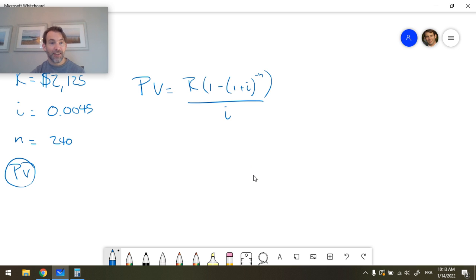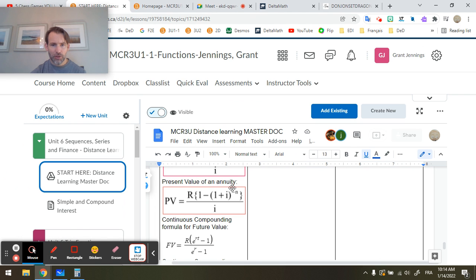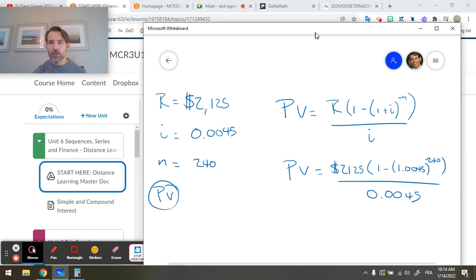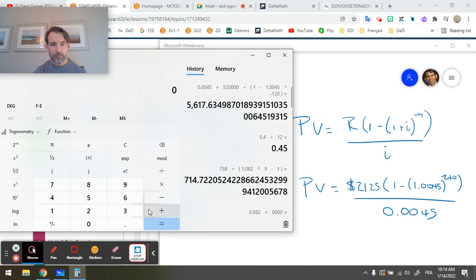So let's solve and find what she can afford. Present value is equal to the regular payment 2125 multiplied by 1 minus 1.0045 raised to the power 240, but it's negative, all divided by 0.0045. Right. Okay, just want to make sure that is indeed the negative exponent. Yes, it is. It's definitely a negative exponent. So let's go, people. Let's calculate. I have an appetite for some calculation here. I'm going to use my new friend, former enemy, this calculator.